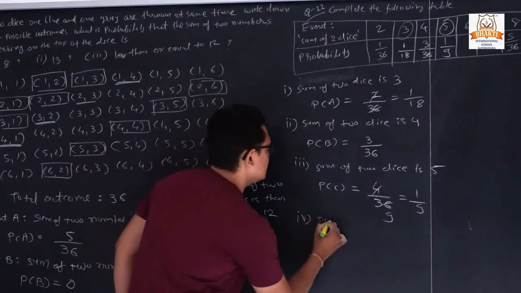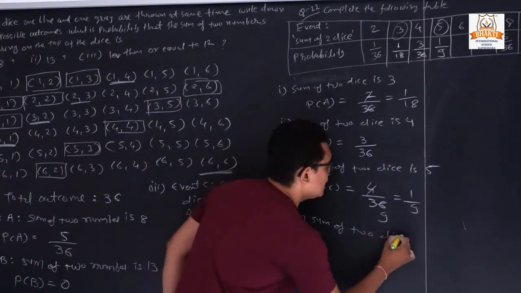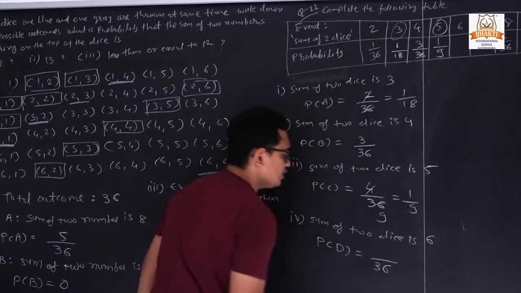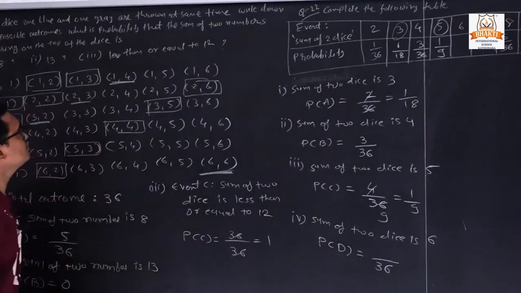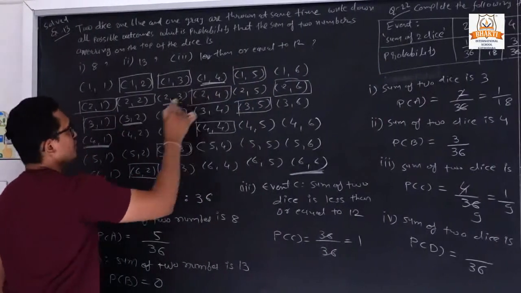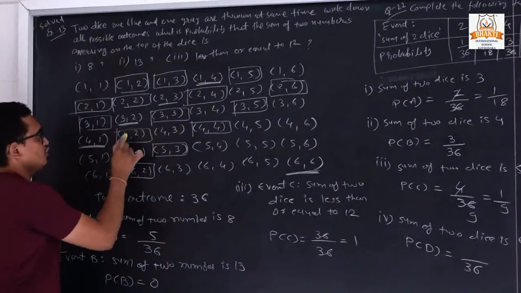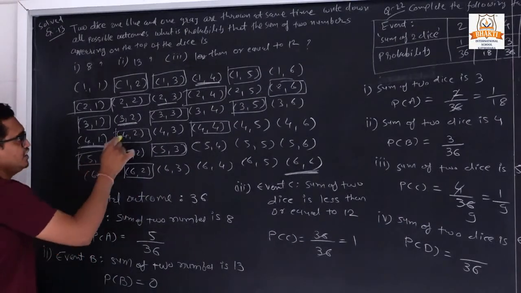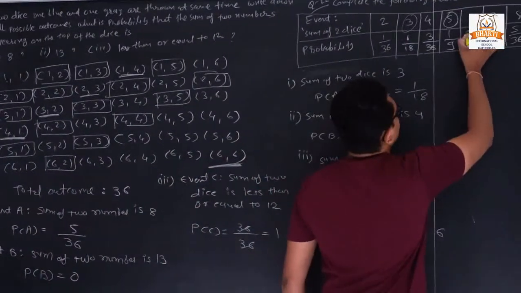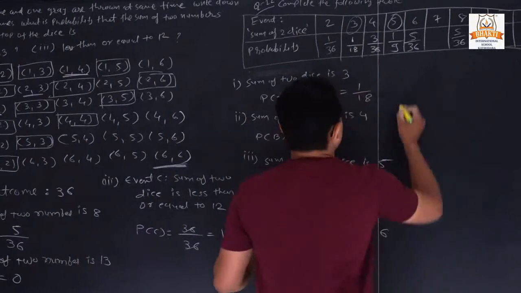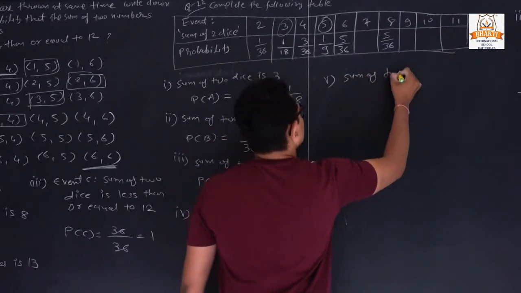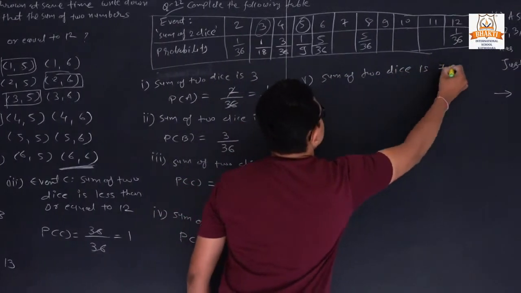Fourth, the sum of two dice is 6. So P of D, total number of events is 36. So how many events whose sum is 6? 5 plus 1 is 6, 4 plus 2 is 6, 3 plus 3 is 6, 2 plus 4 is 6 and 1 plus 5. So 1, 2, 3, 4 and 5. So what is the answer? 5 upon 36. Now next, fifth, the sum of two dice is 7.